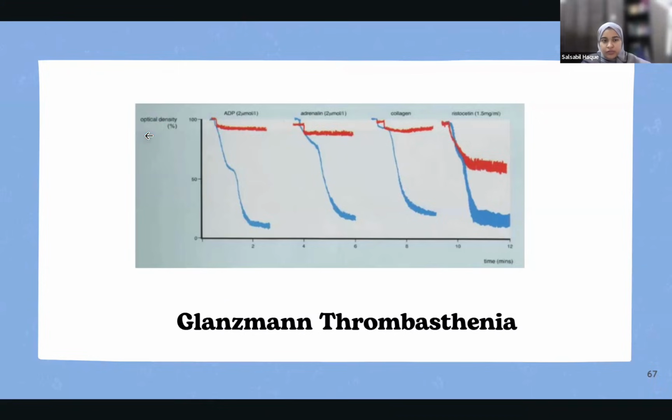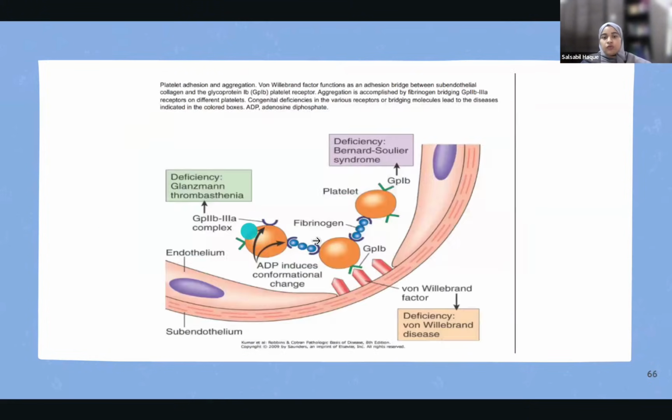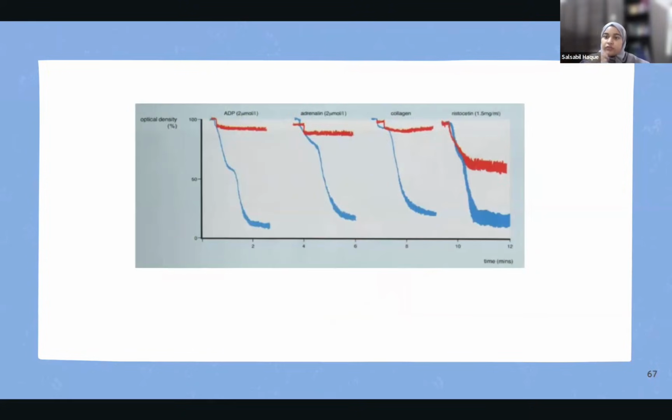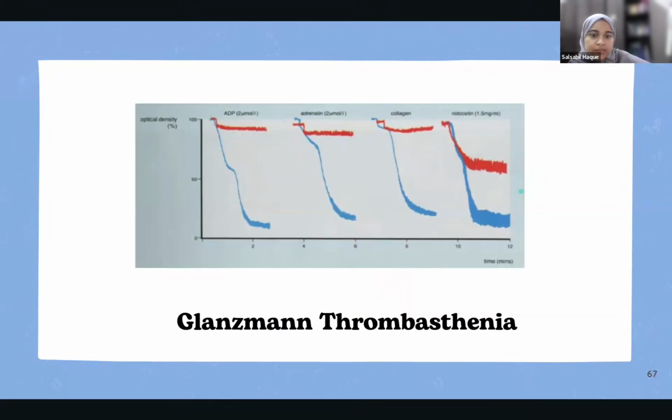I don't think it's very important to know, but basically optical density is how much light can pass through. If something is aggregating, it's not letting the light pass through, which is the case in normal patients. However, if the platelet is not aggregating, then it will let the light pass through and the optical density will remain high. So that's it for Glanzmann thrombasthenia. For Bernard-Soulier syndrome in histology, you will see giant platelets. I did not bring it, and I don't think it's one of the morphological objectives, but just know that if it comes, it's giant platelets, basically.